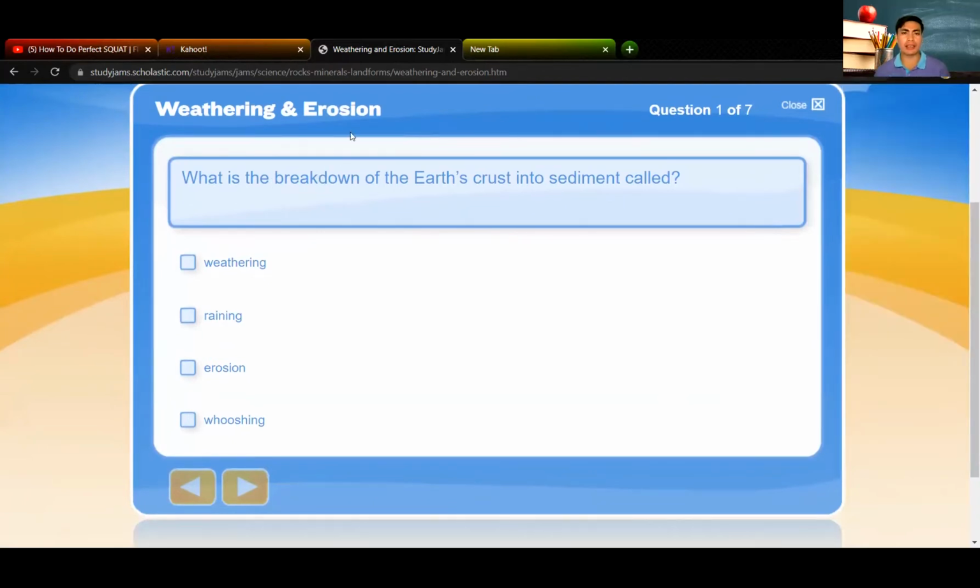What is the breakdown of Earth's crust into sediment called? Natawat, go ahead. What's your answer? Erosion. Okay. Erosion. Are you sure about that? Okay, so yes. Anyway, I told you that we're going to check this one later, so I will not tell you the answer now. I'm not saying it's wrong. I'm not saying it's correct. We'll reveal it later.